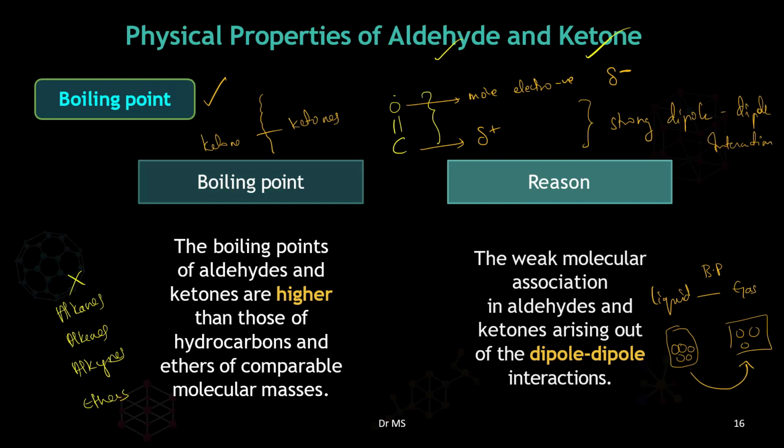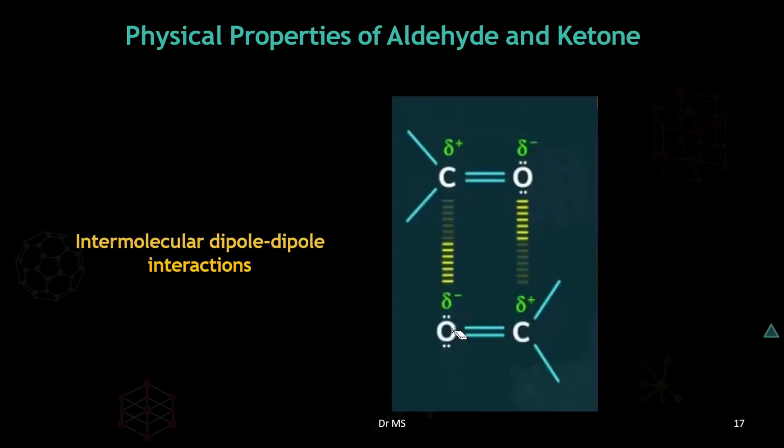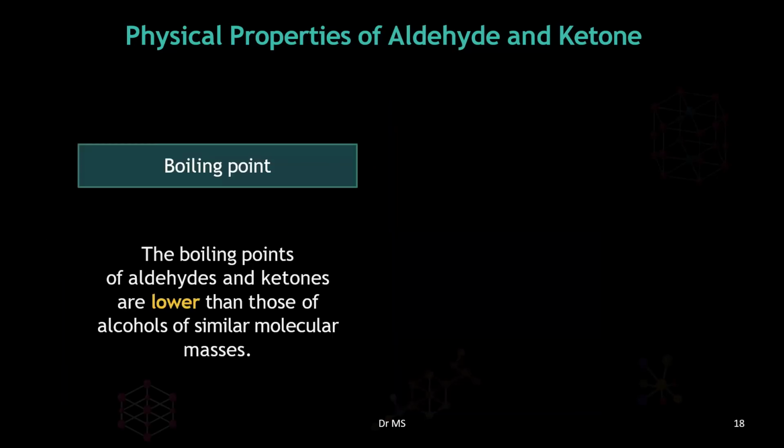Yes, sir. So see here, this is one ketone, this is another ketone. And this is positive charge, this is negative charge. So they will have some kind of short bond. And here some kind of intermolecular attraction is seen because of opposite charges. That's called the dipole-dipole interactions, which is intermolecular. Okay.